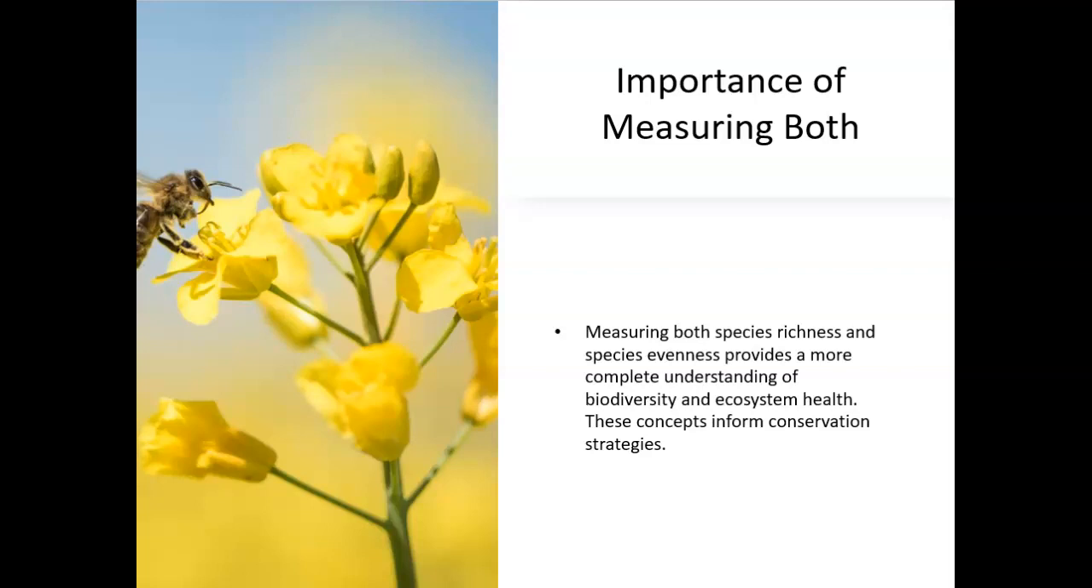So why do we want to measure both the number of species and how evenly those species are dispersed? Measuring both species richness and evenness provides a more complete understanding of biodiversity and ecosystem health. These concepts inform conservation strategies. Obviously, if you have a species that isn't doing as well as the other species, then you might put more effort into trying to help that species out than the one that's doing better.